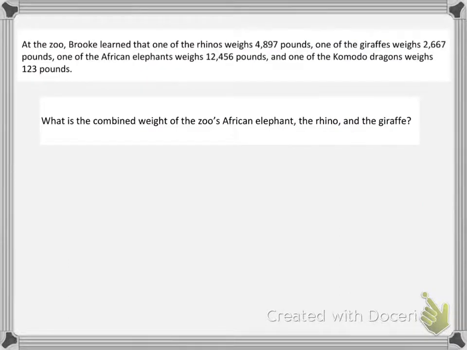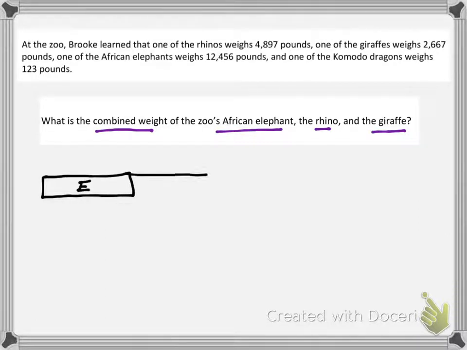Okay, using the same word problem, we have a different question though with that same word problem. What is the combined weight of the African elephant, the rhino, and the giraffe? So now we have 3. And what we're going to do is create that tape diagram to help model this word problem, help create a picture in our mind to help us solve it. So we're going to make our tape diagram of 1, that stands for the elephant. Next one stands for the rhino. And the next piece of tape is going to stand for the giraffe.